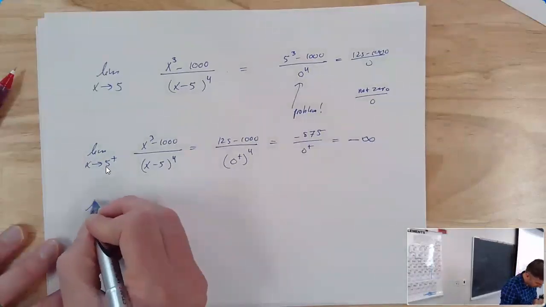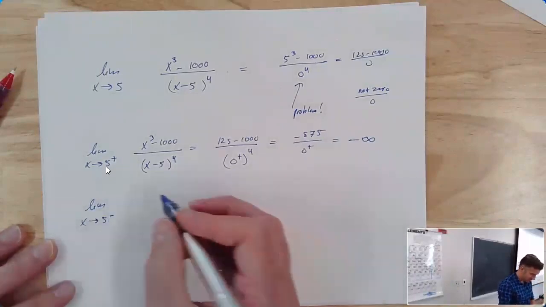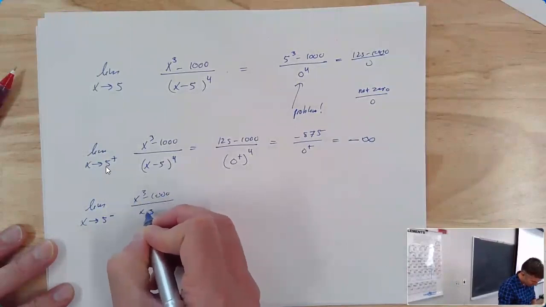And then we do the same thing from the left. Limit as x approaches 5 from the left of x cubed minus 1,000 over x minus 5 to the fourth.